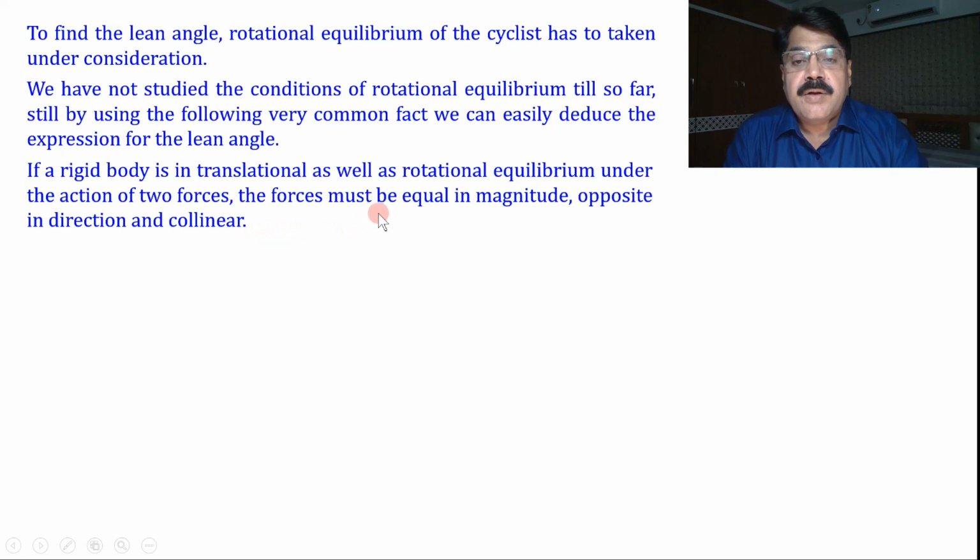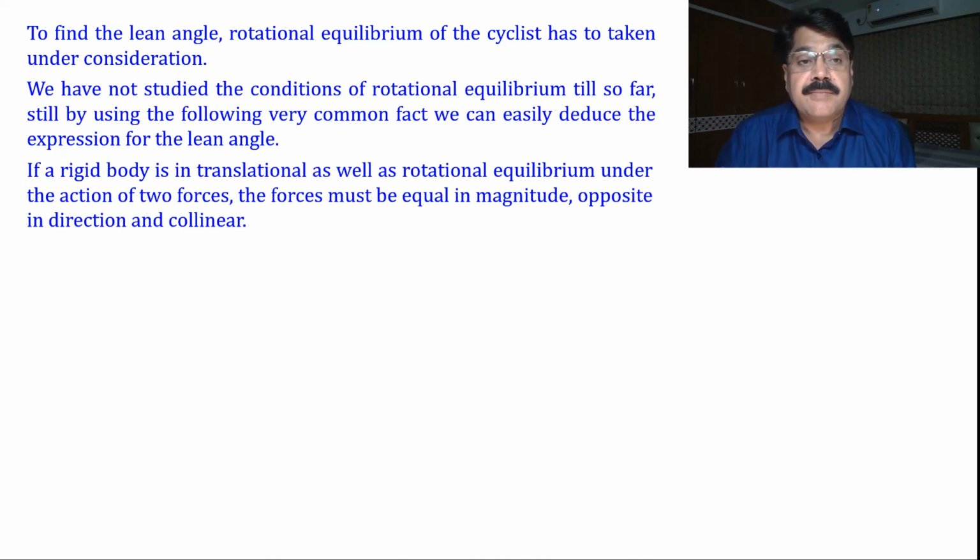Here, equality of magnitude and opposite direction is the requirement for translational equilibrium. And for rotational equilibrium, these two forces must be exactly facing each other, meaning they must be collinear. Now we can think. On the cyclist, you will see there are three forces. And we have to resolve these three forces into two forces.